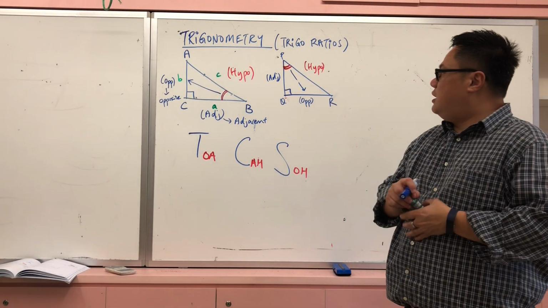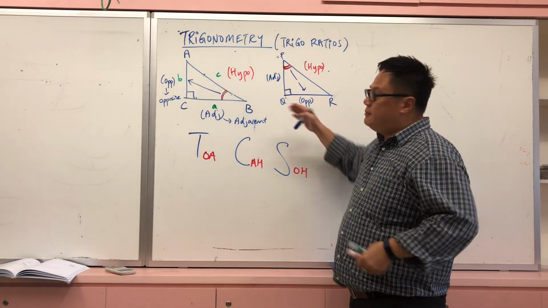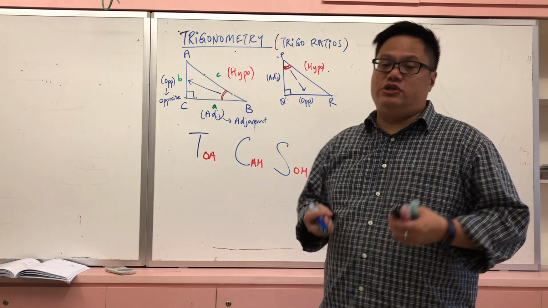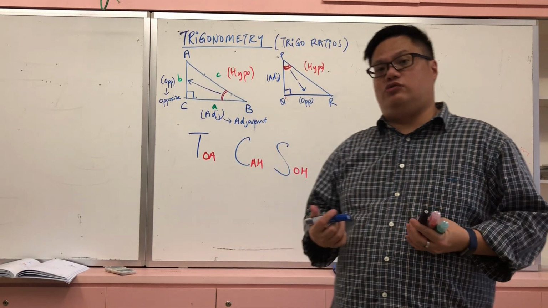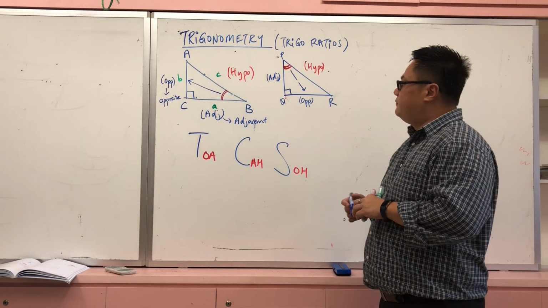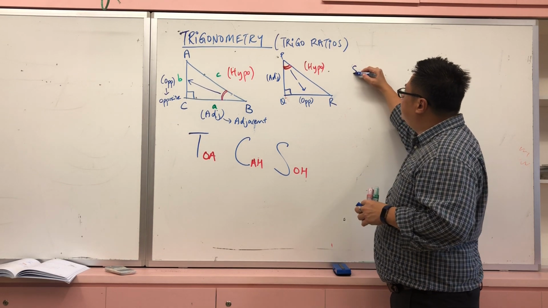So now that you know how to label a triangle, the next thing I'm going to teach you are something we call trigo ratios. Sine of an angle.